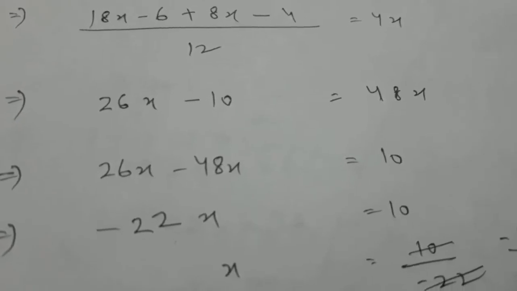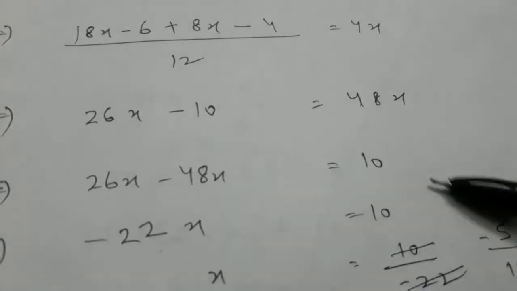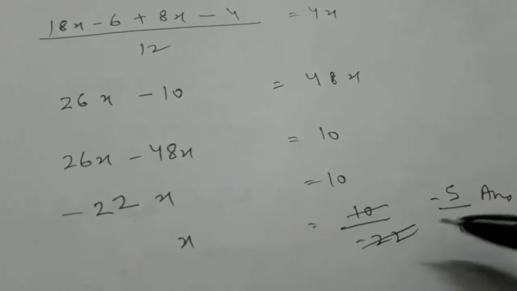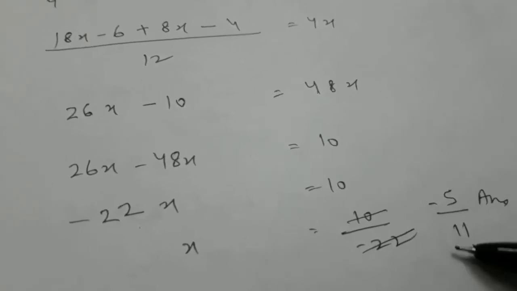So after solving, 26x minus 48x is minus 22x, and 10 will be here. So x is equal to 10 by minus 22. We will cancel it, and it will be coming out as minus 5 by 11.